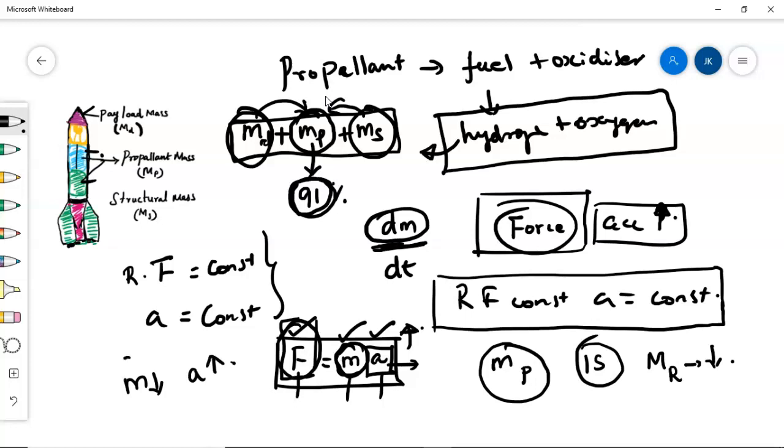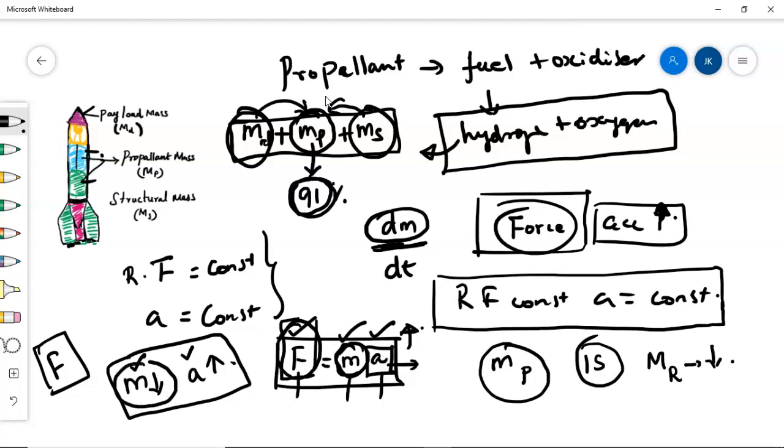Acceleration increases. It is inversely proportional. By keeping the force constant, these two factors are changing. So because of this mass factor, acceleration changes even though the resultant force is constant. So Newton's second law is not invalid. Even though the force is constant, acceleration is changing. It is because of the fuel mass of the rocket.